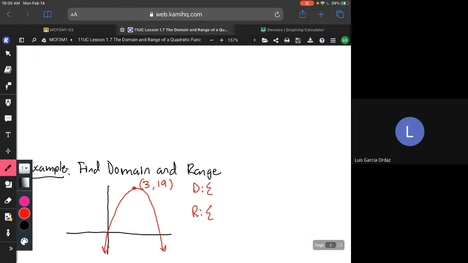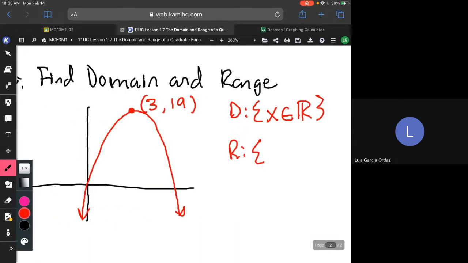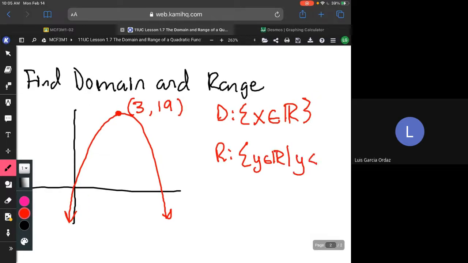So who can tell me what my domain is? What is the domain for every parabola? Rita. And now let's see if you guys can come up with the range based off the vertex that I have. Abigail? 19 and under, I think. Yep. So you'd write y is less than or equal to 19.